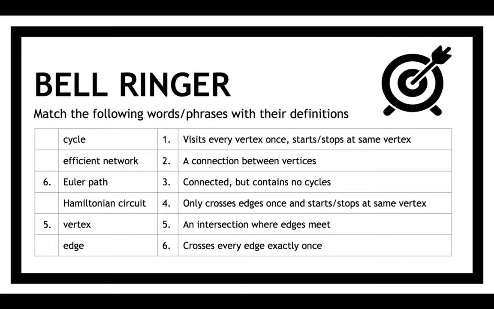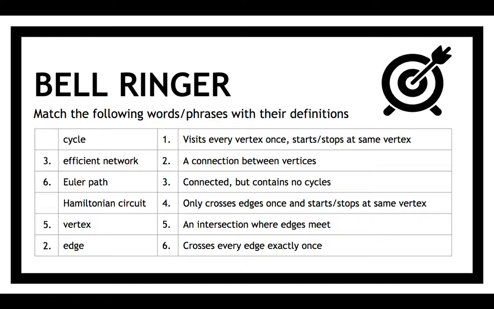Vertex is an intersection where edges meet. That's absolutely correct. Edges meet into an intersection. We call that a vertex or a node, which is a good synonym. Big bold dot, sometimes labeled with a letter. An edge is a connection between vertices. Yes, an edge is a line that connects two vertices together. Some vertices have more than one edge spanning between them.